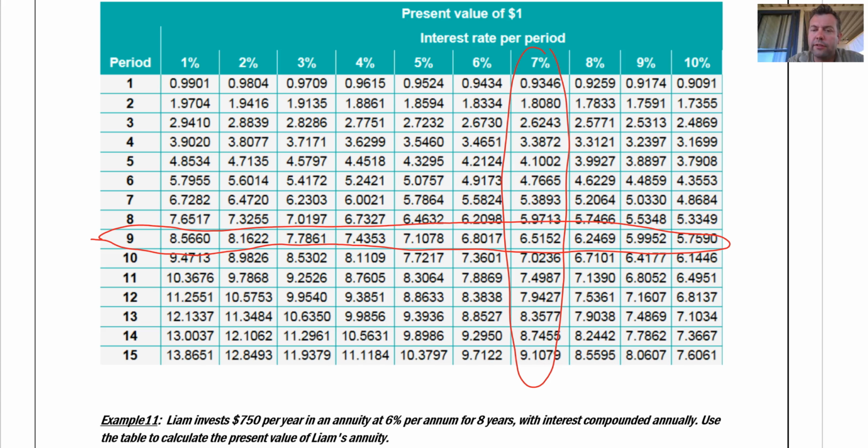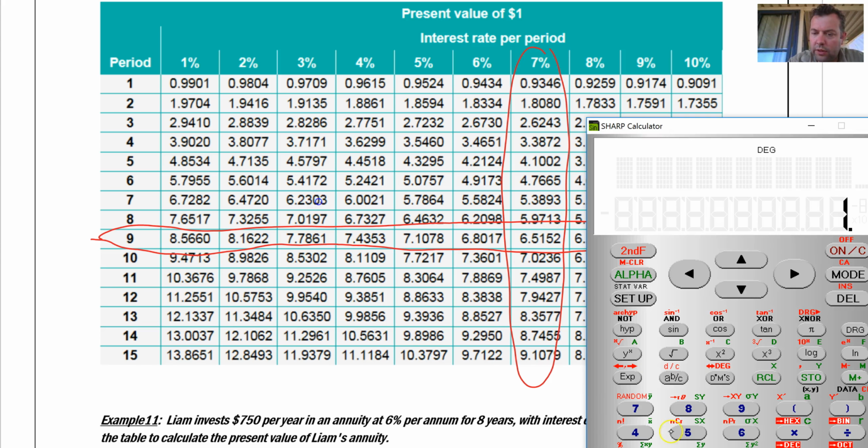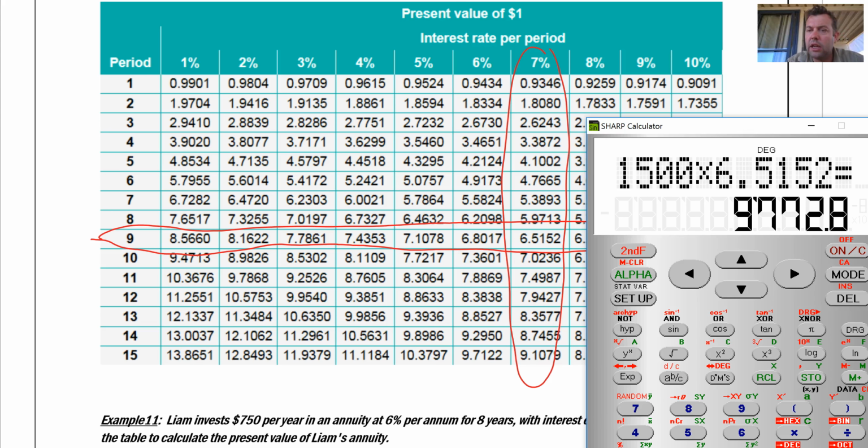So I need 1,500 times this. Let's grab my calculator. 1,500 times 6.5152 equals $9,772.80. See that figure there? If I put that much money, about $10,000, into an account earning 7% per annum, compounding annually for 9 years, I'm going to end up with that figure that I had before, about $18,000.